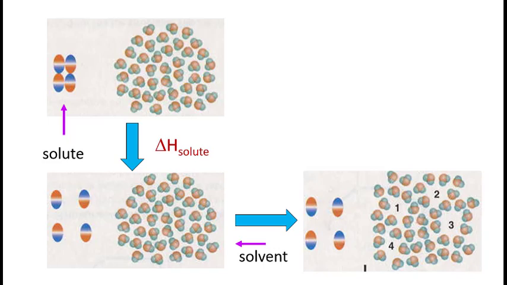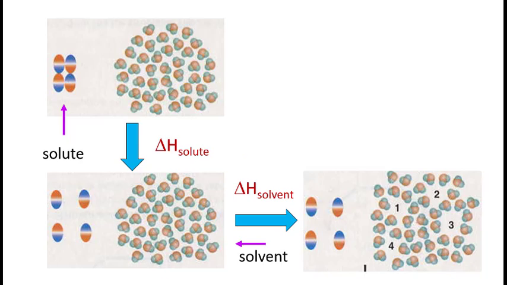The energy change that accompanies this process is called delta H solvent. It will require energy to break these forces. This again is analogous to what happens when you break bonds. It is an endothermic process, and the sign of delta H solvent is positive.